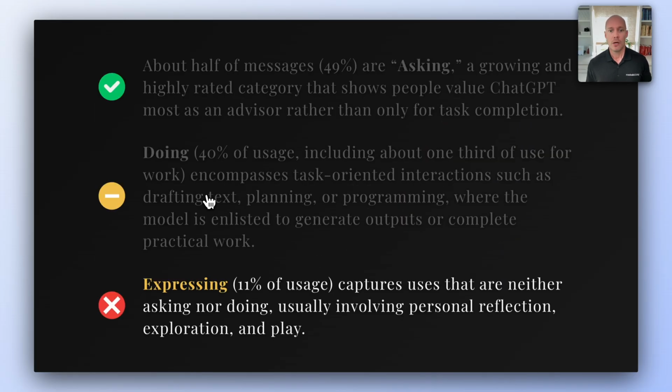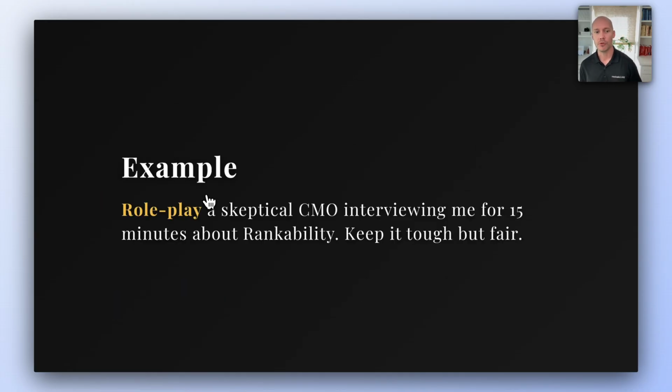Okay. All right. So the final one, which is only 11% of the total usage on ChatGPT, is what's considered expressing. Okay, so these are the worst queries for us to target as SEOs or marketers, okay? Because you have basically no chance of getting any brand to be surfaced in that AI-generated response. So an example would be like, role play as a skeptical CMO interviewing me for 15 minutes about Rankability. Keep it tough but fair, okay?